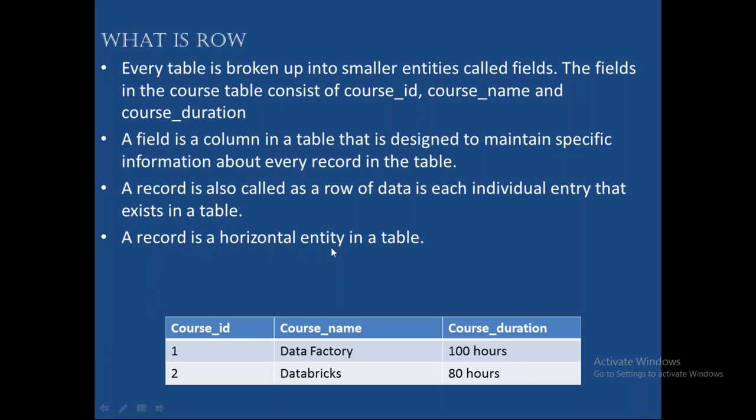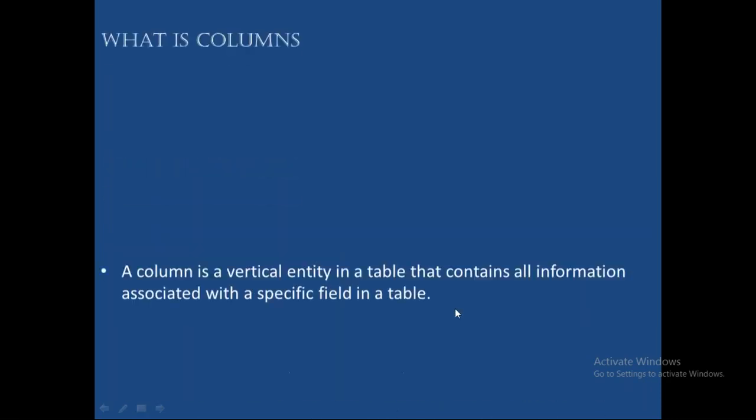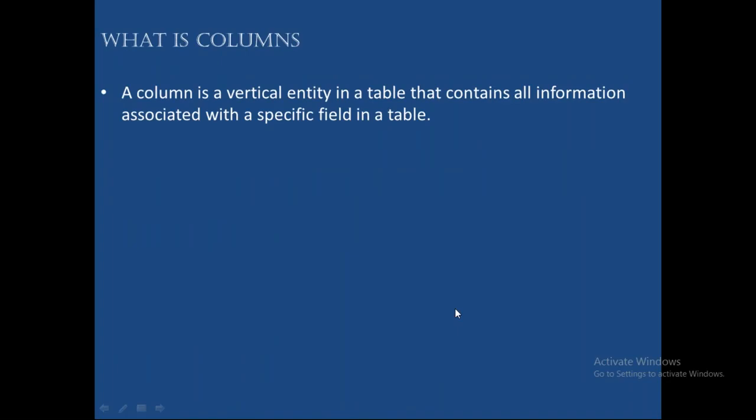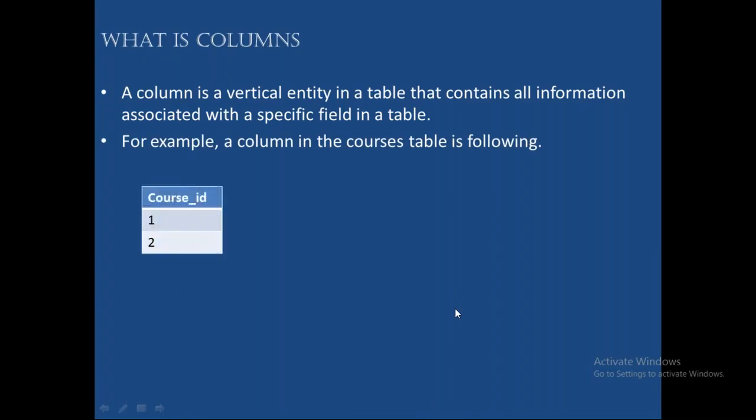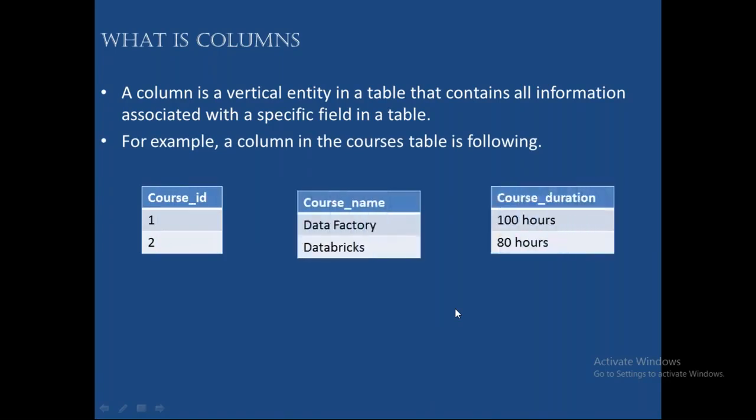Now, a record is a horizontal entity in the table. It is horizontal, right? See, 1 Data Factory 100 hours, 2 Databricks 80 hours. This is horizontal. This is called a row. Next, what is a column? A column is a vertical entity in the table. Previously we have seen a row is a horizontal entity. A column is a vertical entity in the table that contains all information associated with a specific field in the table. For example, the columns in the course table are the following. Course ID, this is the course ID column. Course name, this is another column. Course duration, this is another column. These are the columns.